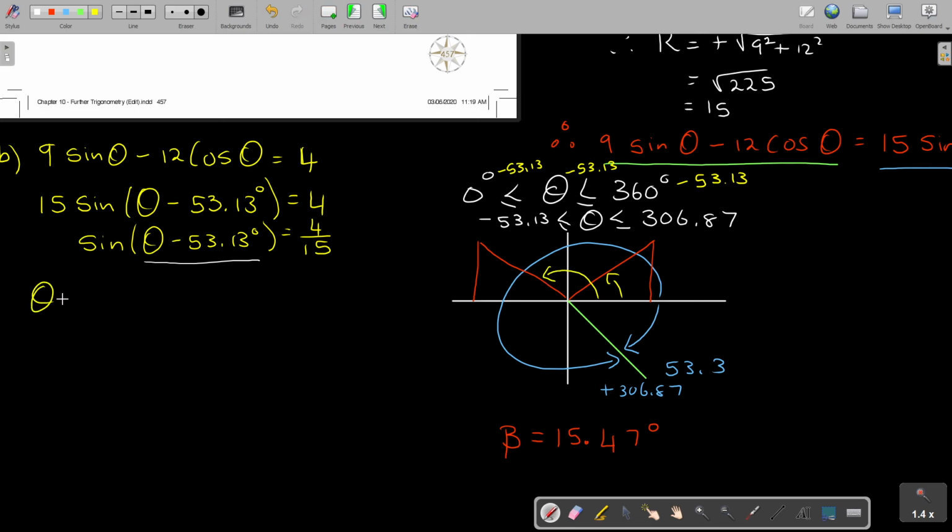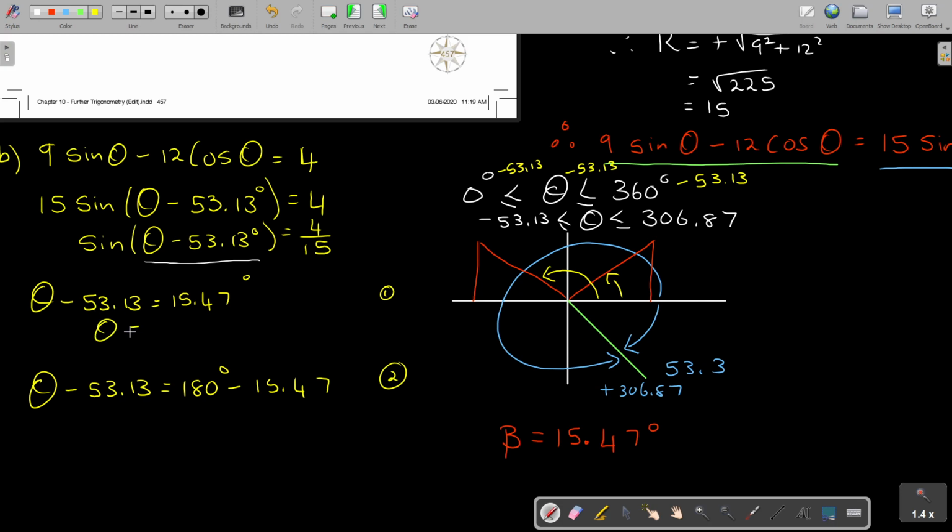So for the one, it's just going to, oh, sorry, you cannot say theta. You have to repeat this. Theta minus 53.13, that's what theta is, is equal to the angle. So what is that? 15.47. That's my first answer. And my other answer is theta minus 53.13, and that is going to be 180 minus that 15.47. So that's my one answer, that's my other answer.